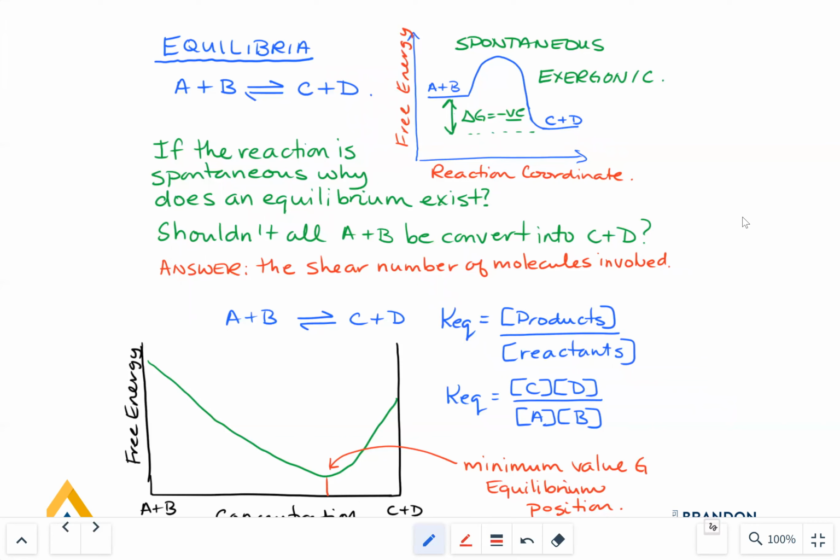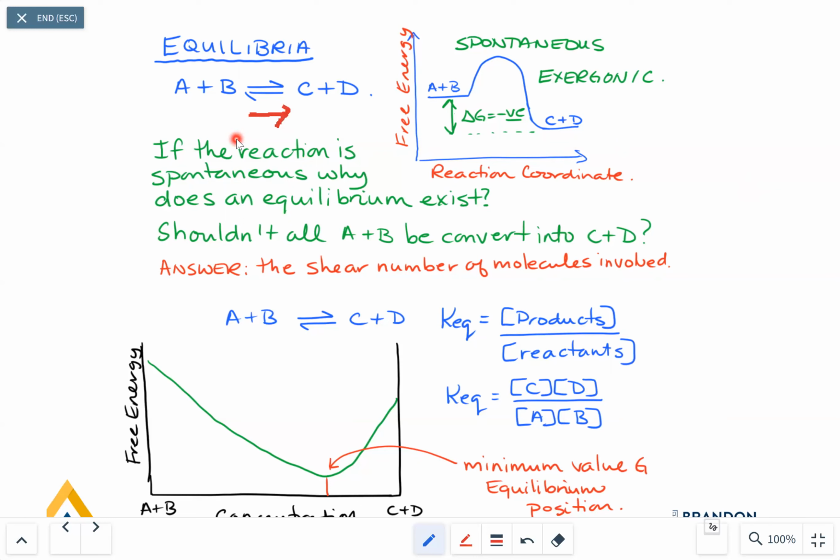So here's a little example of a reaction, A plus B, and it's in equilibrium with C and D. A and B are over here, and there's some activation energy, and C and D are over here. Overall, this is negative, so this reaction is spontaneous, and it's exergonic. So the question could be, shouldn't all of A and B be converted into C and D? Why isn't this just an arrow like that? Why is it an equilibrium?